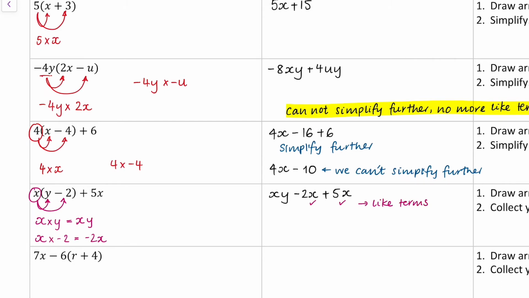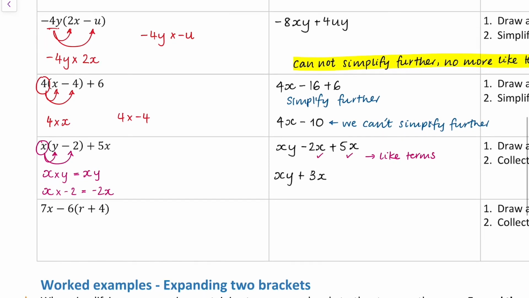So this means I can simplify that part of the expression further. So I can go 3x. The reason being, now that we've identified negative 2x plus 5x are like terms, negative 2 plus 5 makes positive 3. So we'll be left with plus 3x.